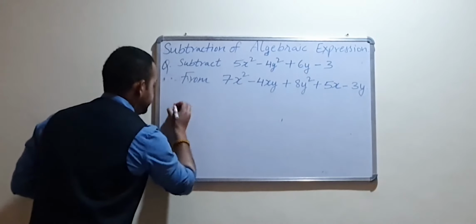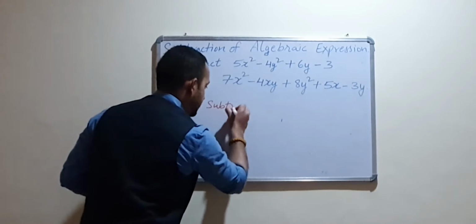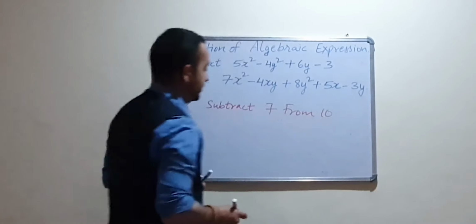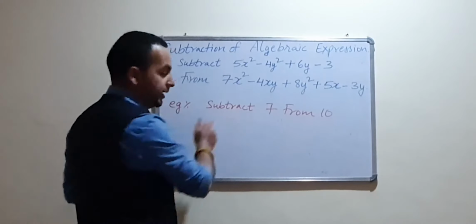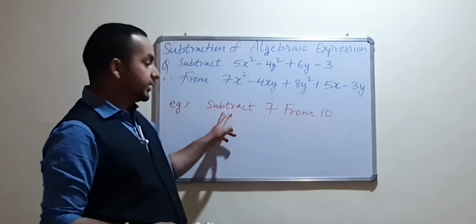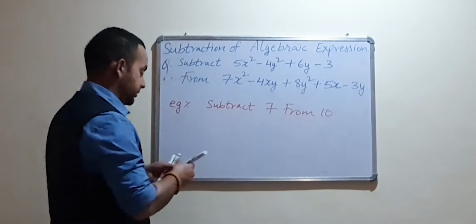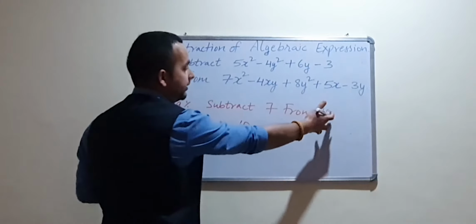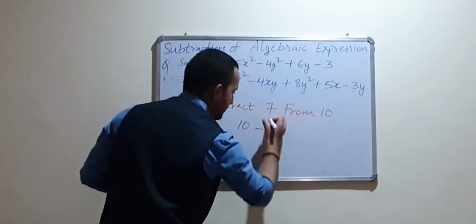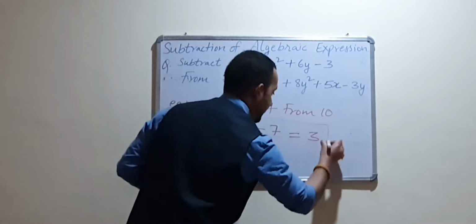For example, if I say subtract 7 from 10, what does it mean? It means that you are going to subtract the 7 from 10. The second term will become first and the first term will become second. So 10 from 7 means 10 minus 7, which is equal to 3. You are going to solve it like that.